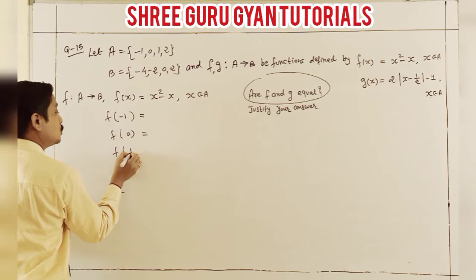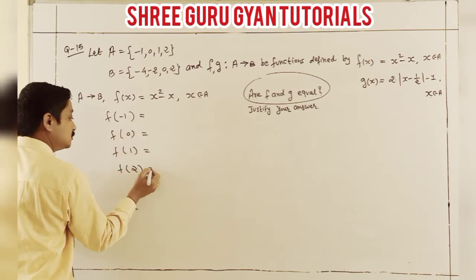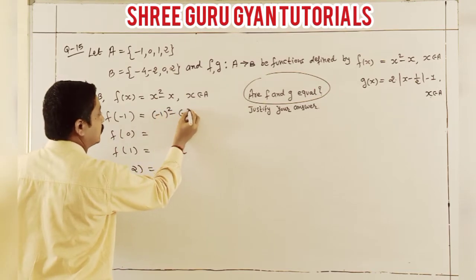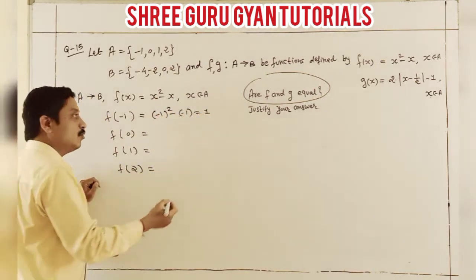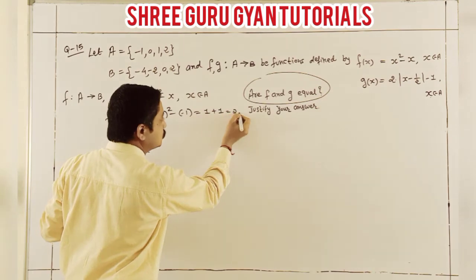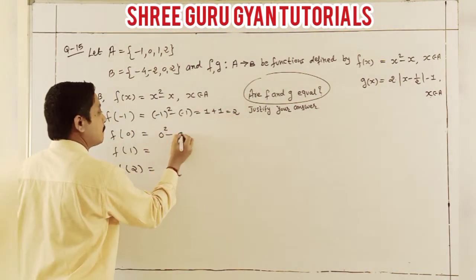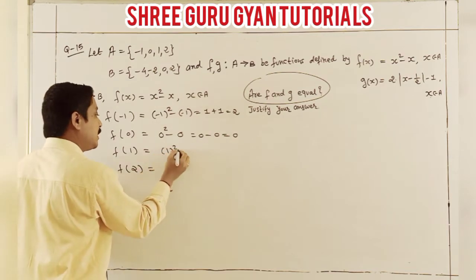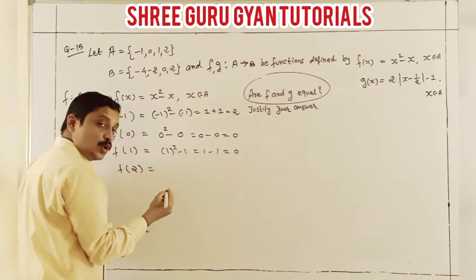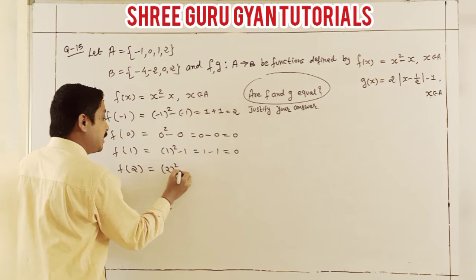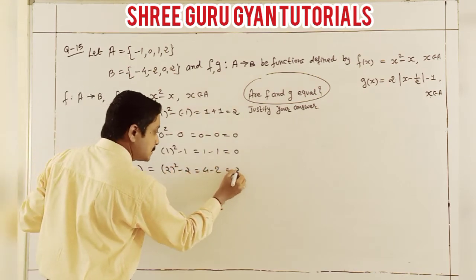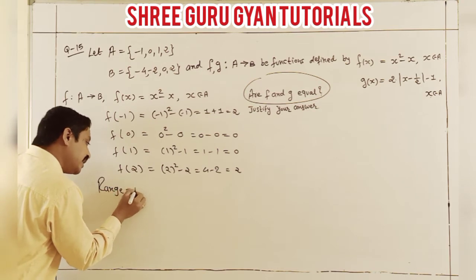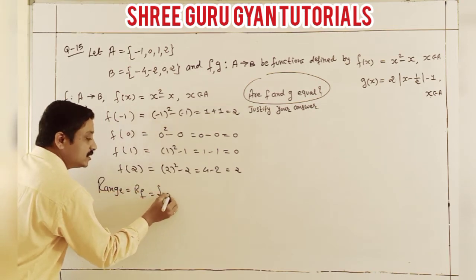0, 1, 2. Apply that: minus 1 square minus, including the sign, minus 1. Here 1 plus 1, you get 2. Same, apply 0. It is nothing, 0. Apply 1. You get 1 minus 1, which is 0. And last, apply 2. So what do you get? The range. Yes, the range of f you easily find here is 0, 2.